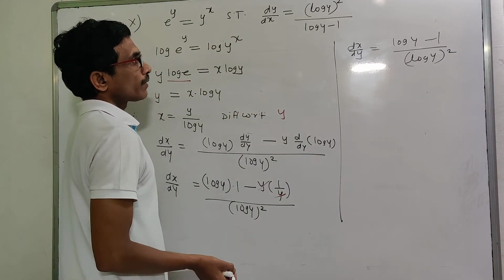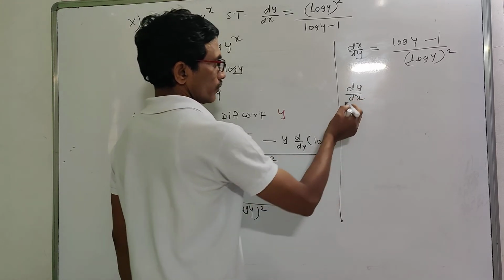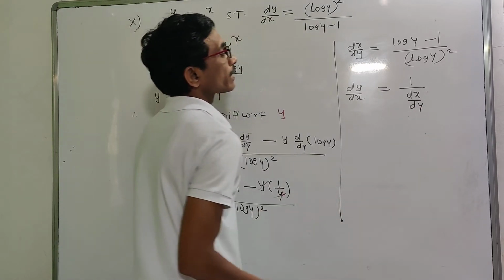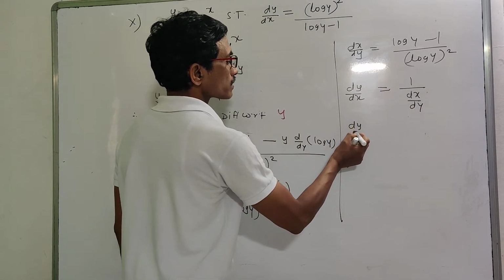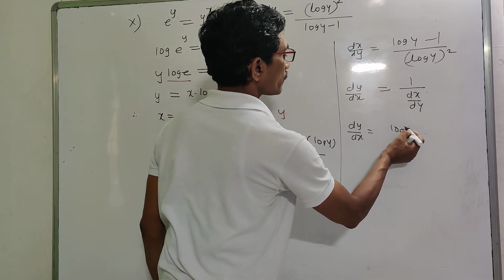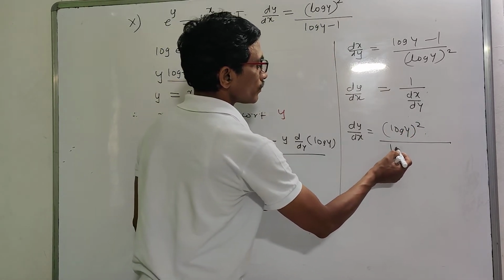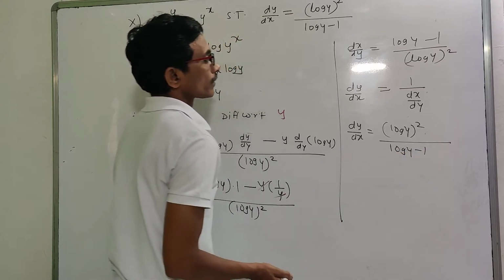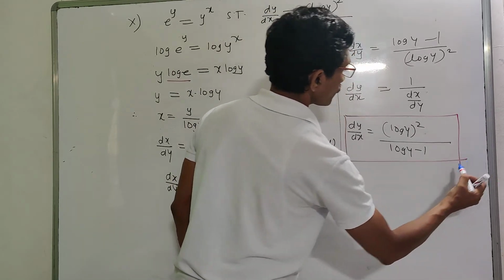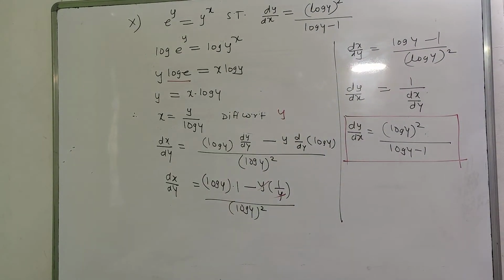But we require dy by dx. So dy by dx is equal to 1 upon dx by dy. So we take the reciprocal of this. dy by dx is required, and that is the reciprocal of this: log y square upon log y minus 1, which is required to show.